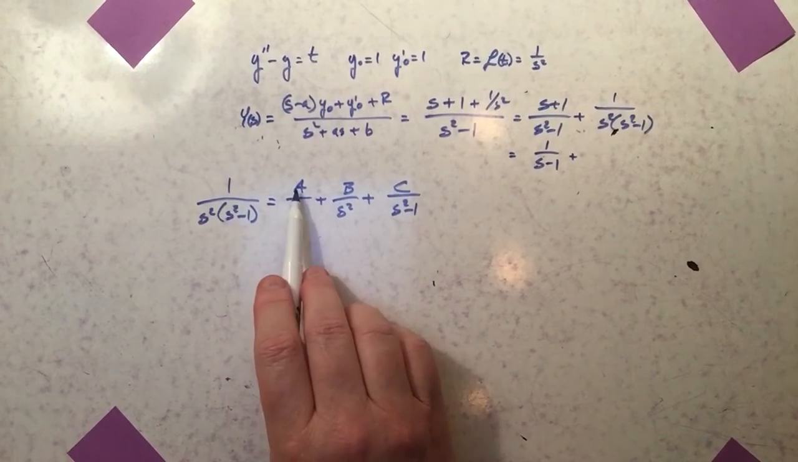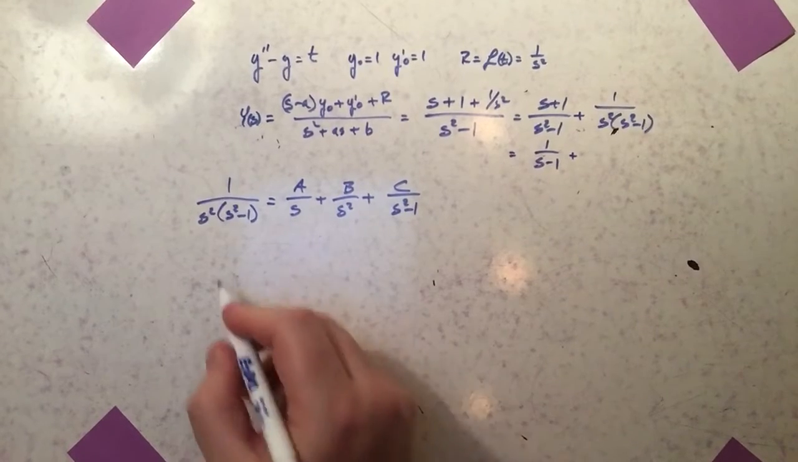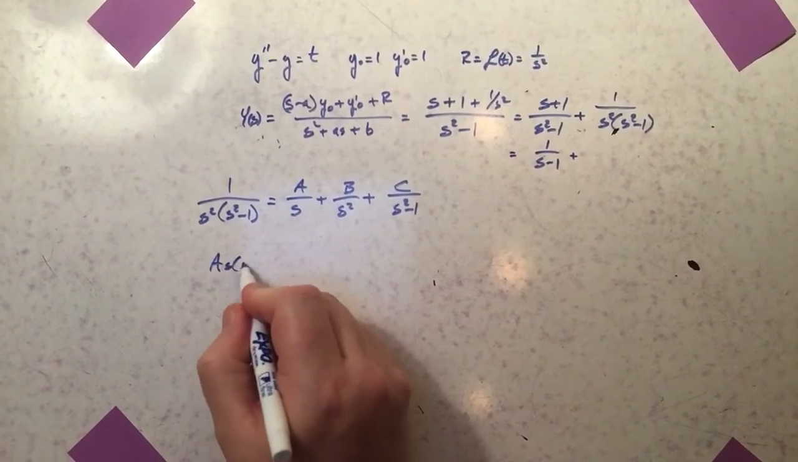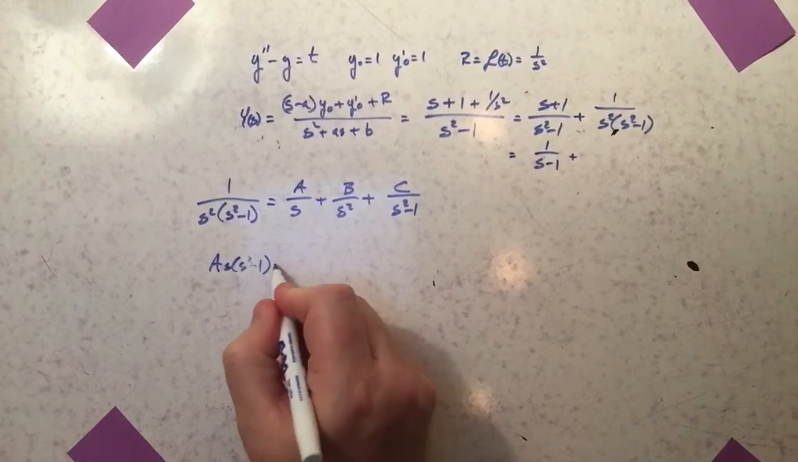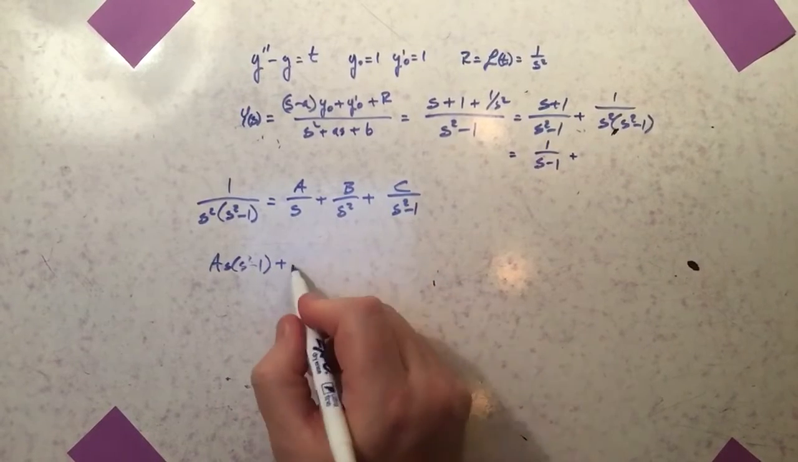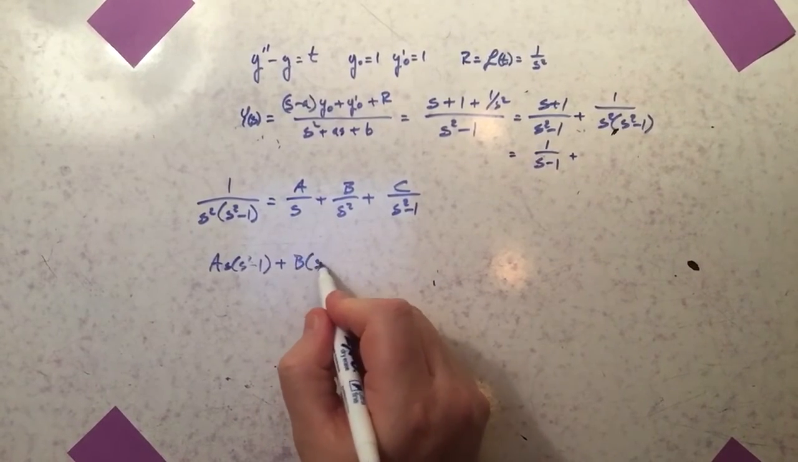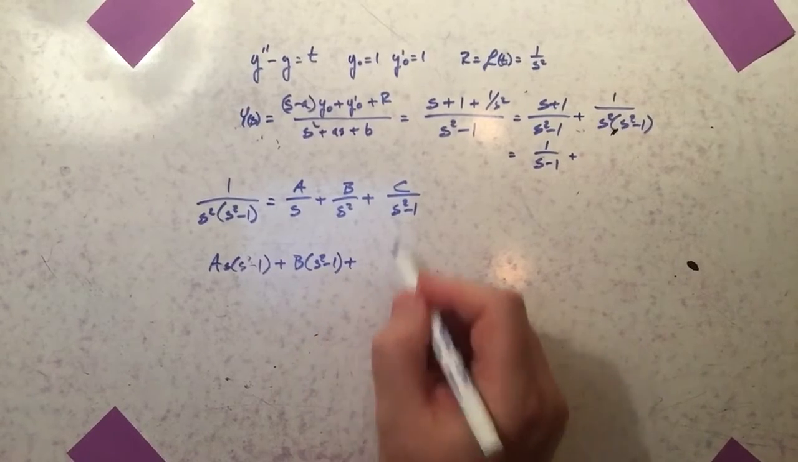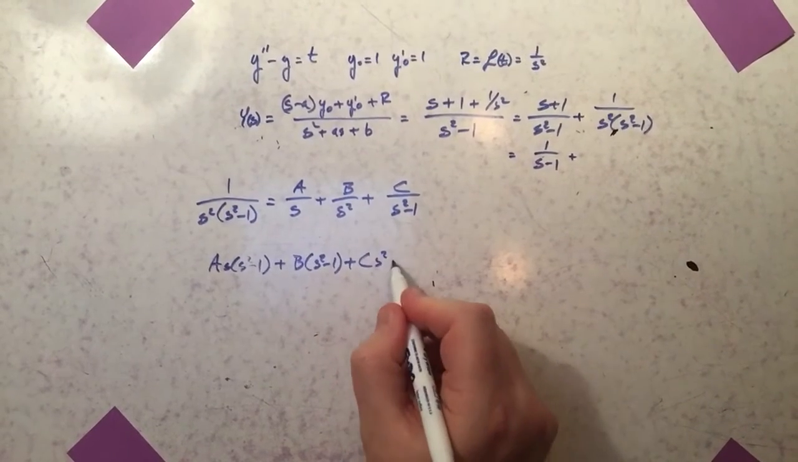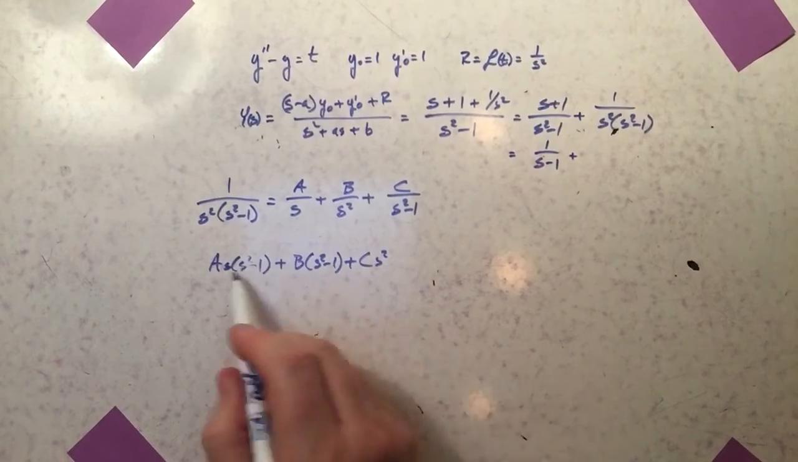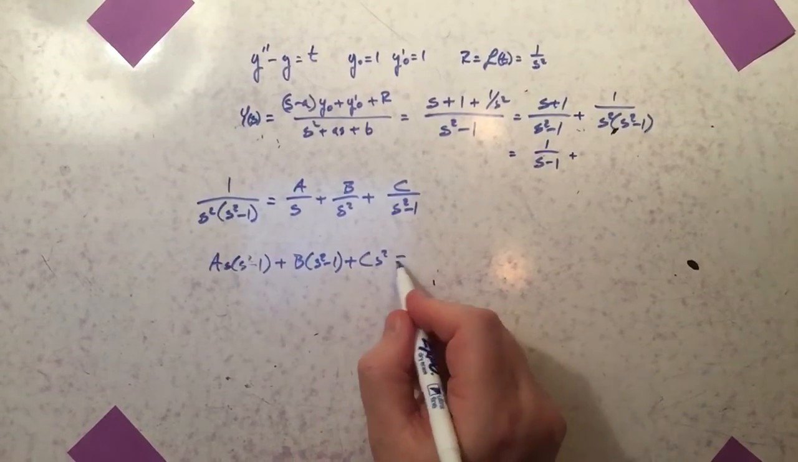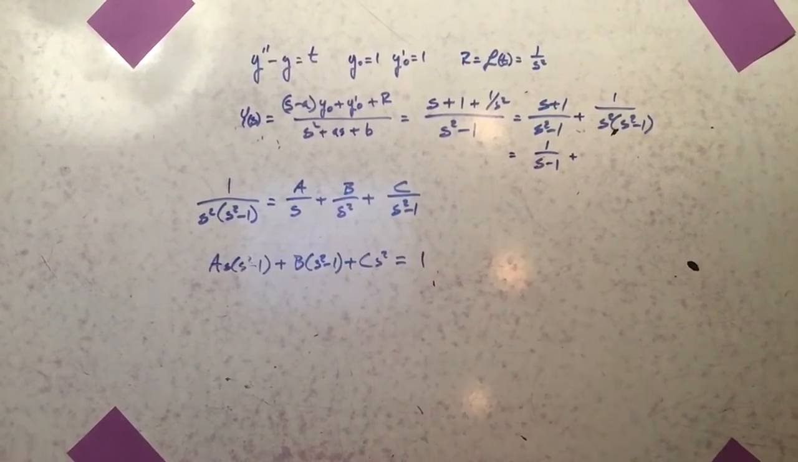And to do that, we simply make the denominators common, and we write down what the new numerators are going to be. So A is going to need an s and an s squared minus 1. So As and s squared minus 1. B is just going to need an s squared minus 1. And finally, C is just going to need an s squared. And I know that the sum of all of this equals the numerator of the rational expression I'm trying to match. So it all equals 1.